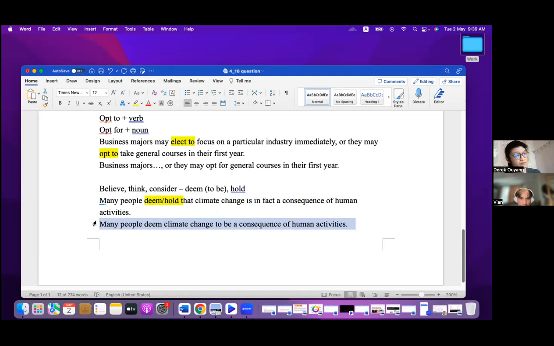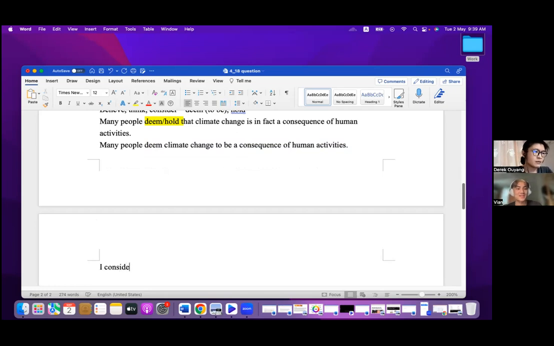Understand? Yes, but why is to be? It's the same. You can say, consider something to be something else, right? I consider VN to be a good student. It's the same as consider. I can say, for example, I consider VN to be a great student. The same, I can say I deem VN to be a good student. It's the same as to say I consider that VN is a great student. The same meaning.